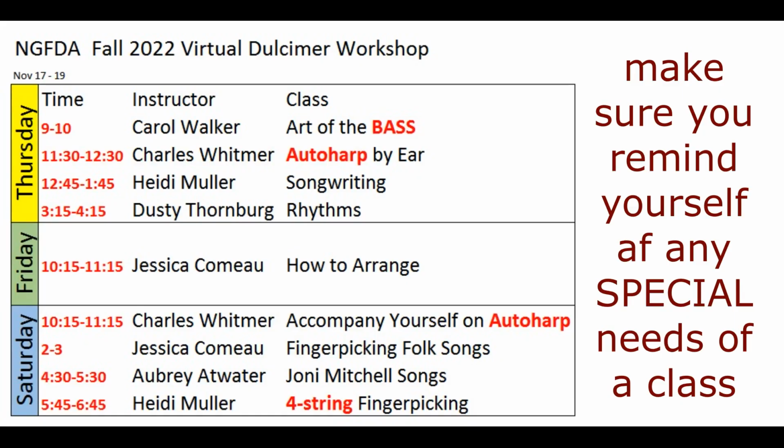Here's a tip regarding your schedule summary sheet I forgot to mention. Put a cue on your schedule summary sheet and your binder dividers that will cue you if a class has any special needs, like I need my 4-string dulcimer, a capo, an autoharp, or a bass dulcimer, etc. I put a note in red ink wherever I've listed that course.